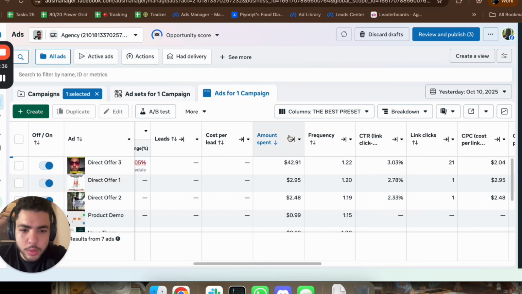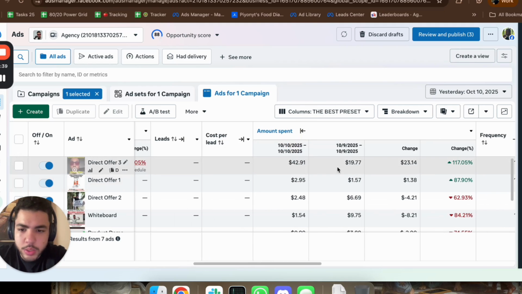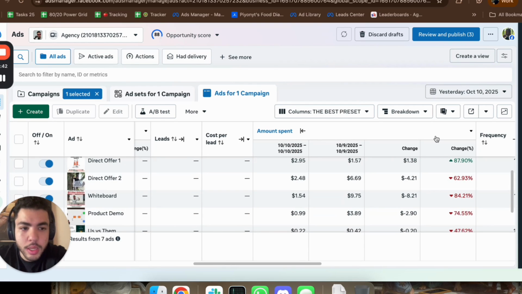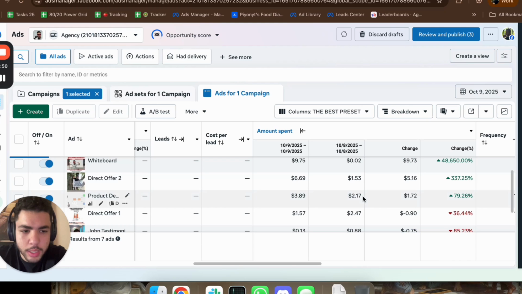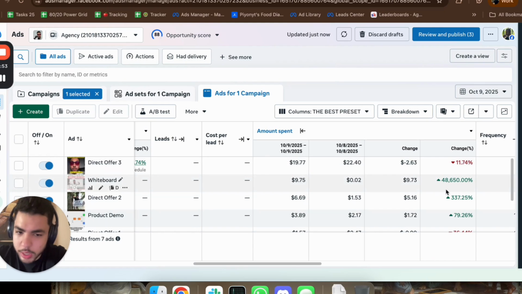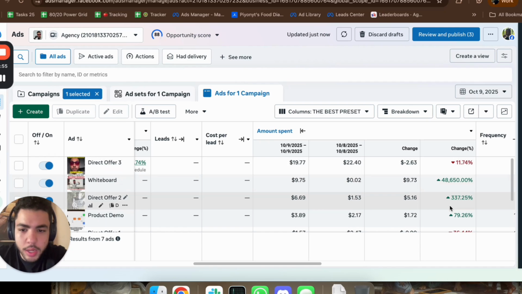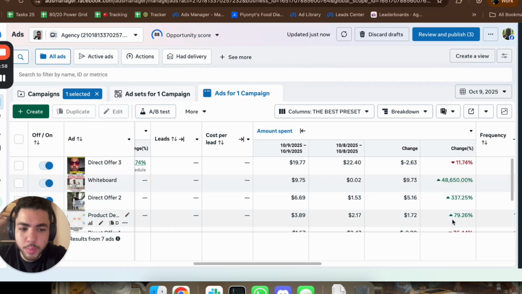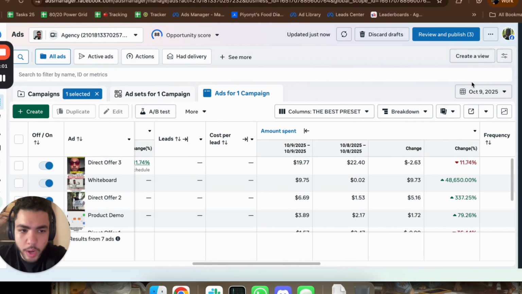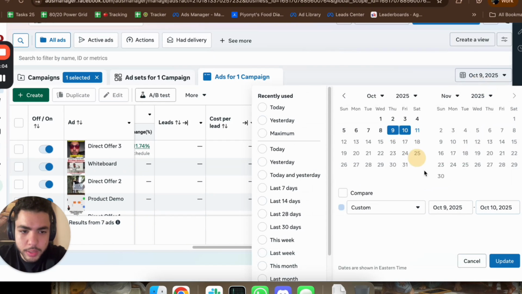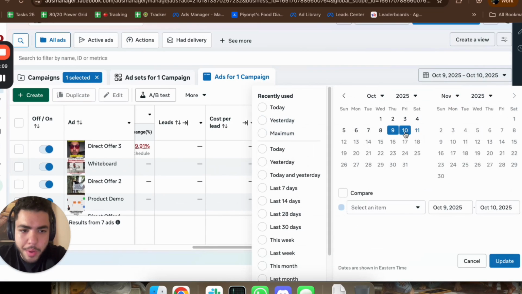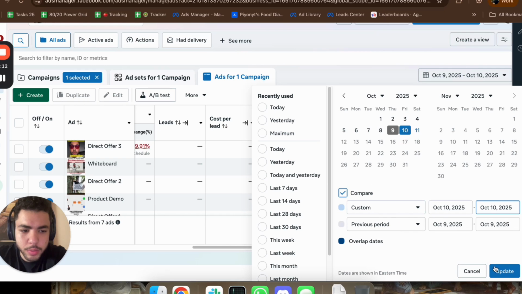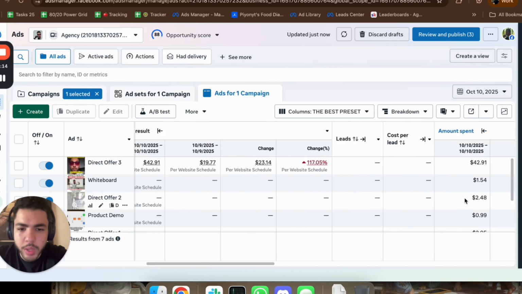But let's look at amount spent. This is getting more, this is getting more, these are getting less. What's a little bit weird is that if I compare the 9th to the 8th, when I launched the ads, those were getting a lot. The whiteboard started getting way more. Direct offer as well. The product demo as well started to get way more spend. But now, comparing this to the previous period, it's less.